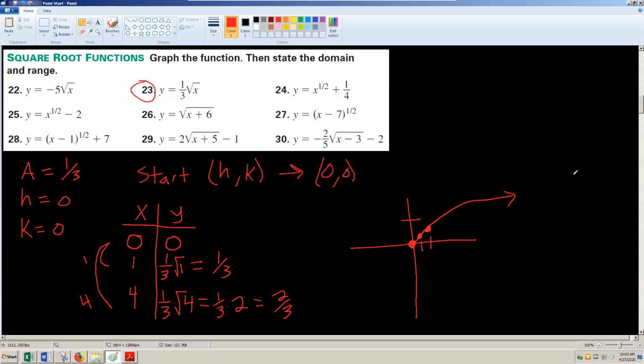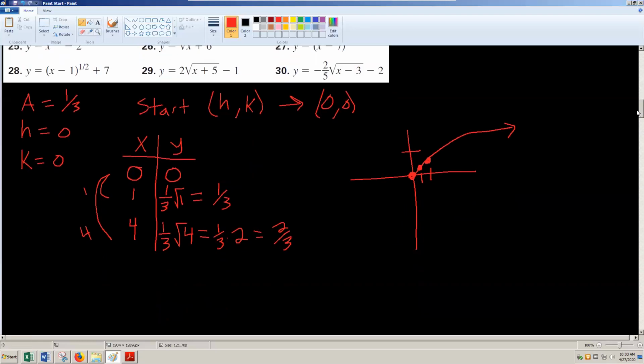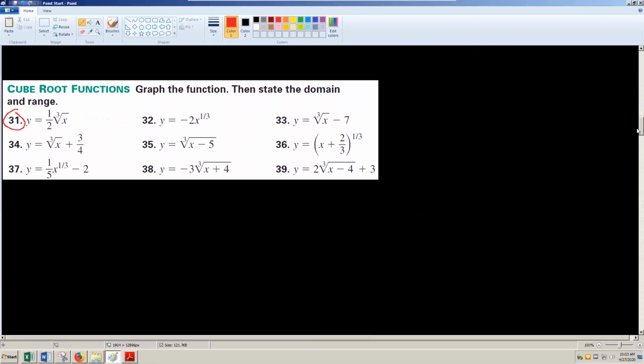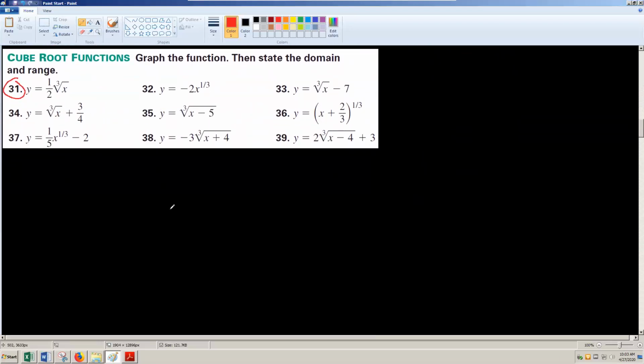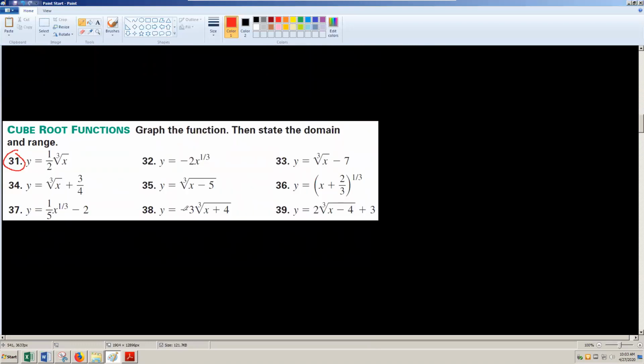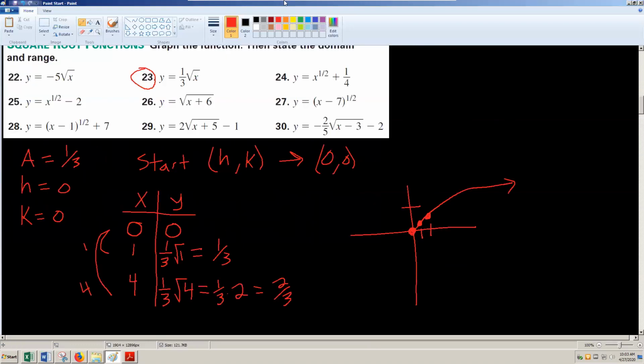Perfect. Now we'll do a cube root one. So, oh, actually, let's talk about domain and range here. Sorry. So let's talk about domain on this thing. For my domain, I am restricted by not being able to take the square root of a negative. Now again, square root, fourth root, sixth root, eighth root, any even root of a negative number is going to give me imaginary stuff. So I can't do that.